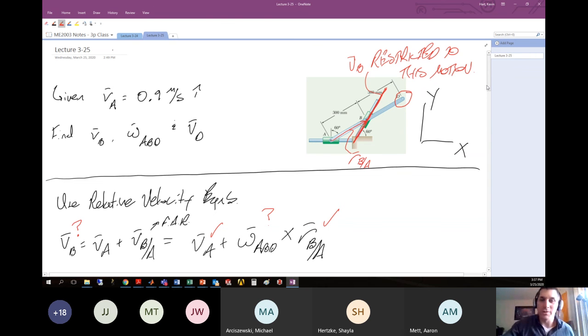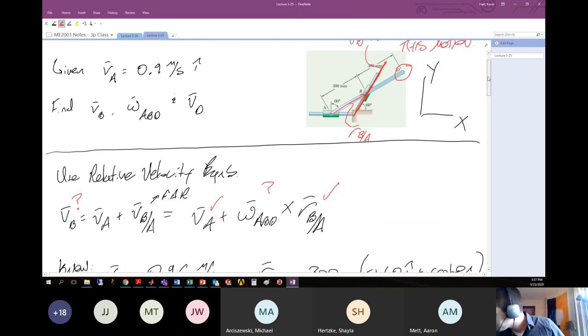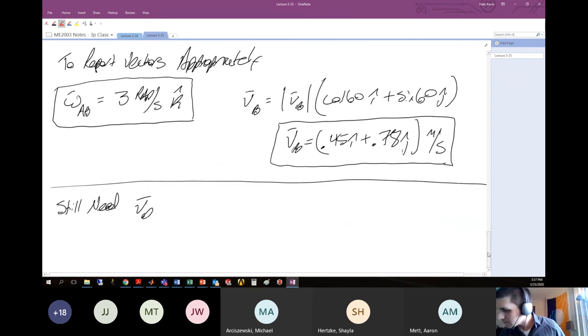You could also relate the velocity of point B, which we've now found, to the velocity of point D as well, but I think it's easier to relate the velocity of A to D because we know A is restricted in just one direction. So we still need the velocity of D, and again we'll use relative velocity equations.